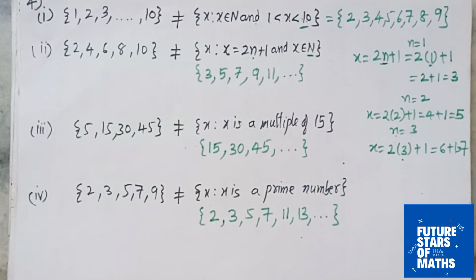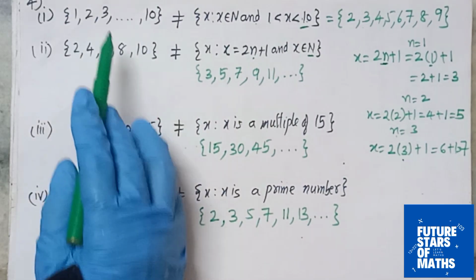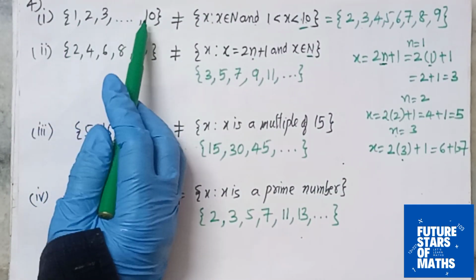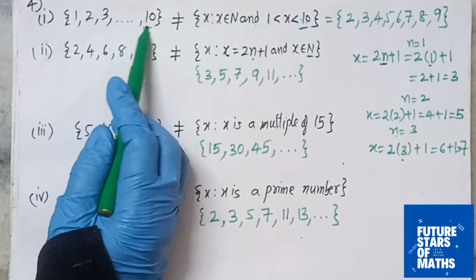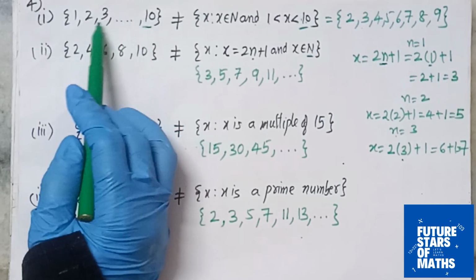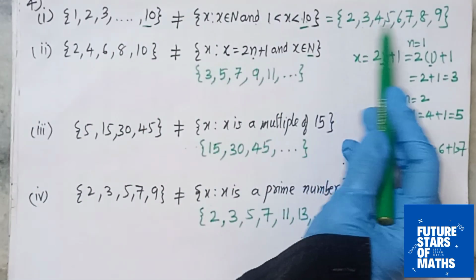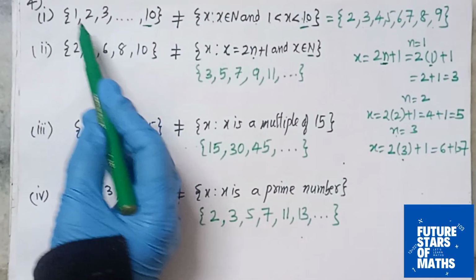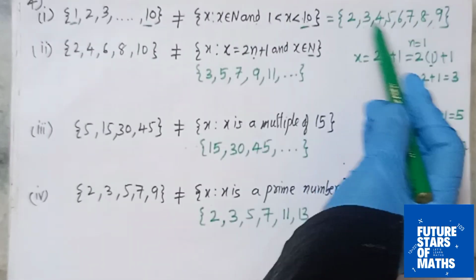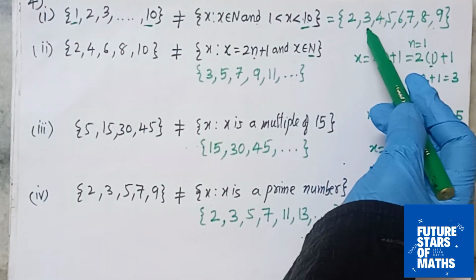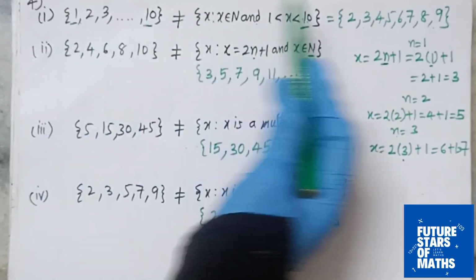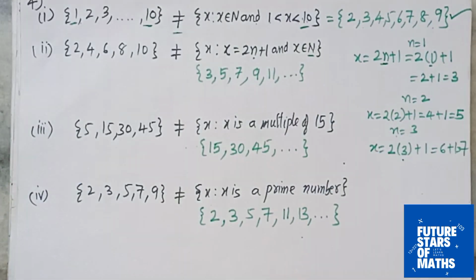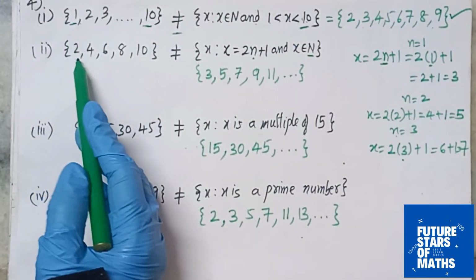Okay, now we have to check whether the statements are correct or wrong. Okay, here we have a finite set. Since the last element is given, we can conclude that it is a finite set. Here it is also a finite set. So now we will see whether the elements are same or not. Here we have 1. Do we have 1 here? No. So what we can say? These two sets are not equal. It is given not equal only. So it is true.